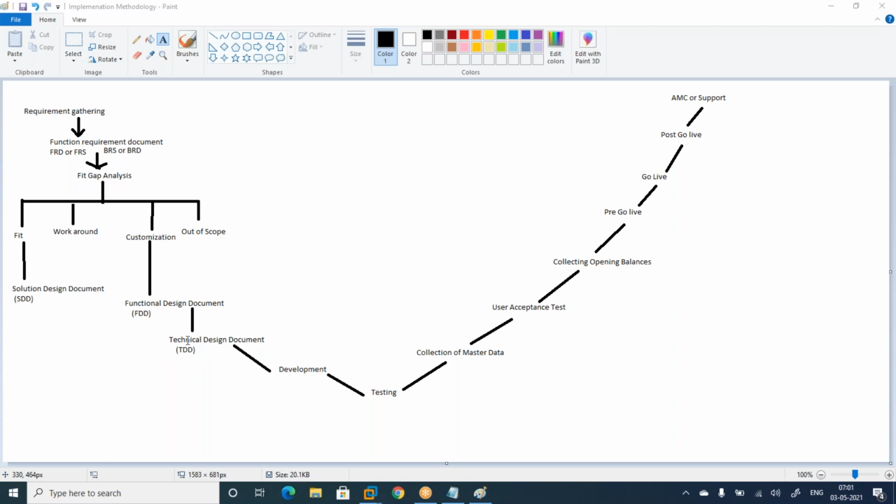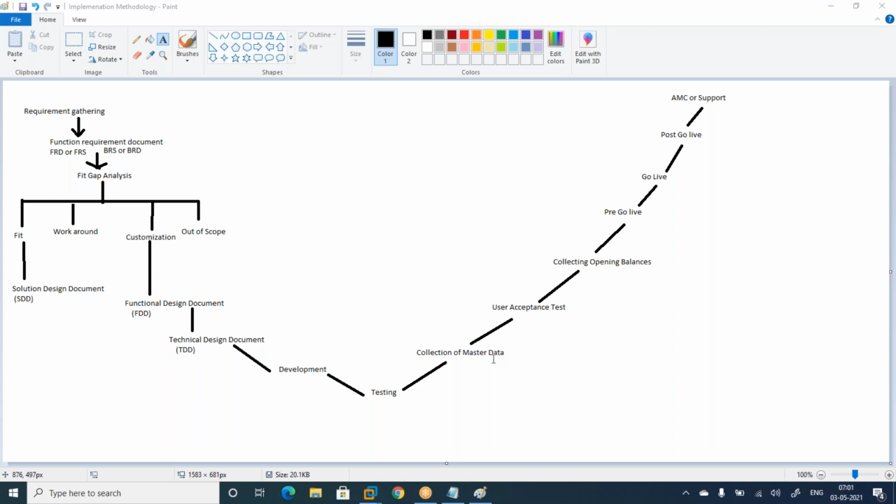They will write down for themselves. Technical design document. And development means developers will do the developing, and testing means I will do testing. If no specific team is available for testing, then the implementation consultant needs to test himself. Once it is tested, you need to collect the master data from the customer.